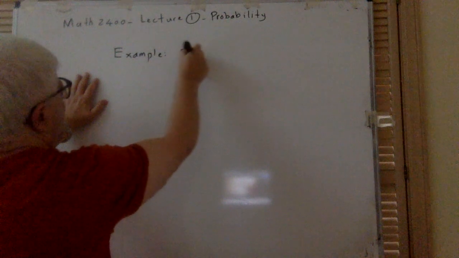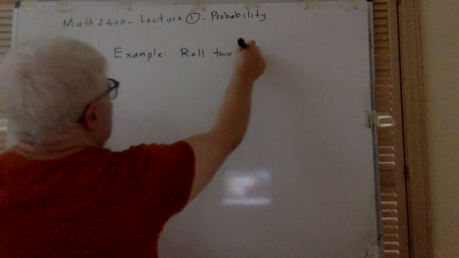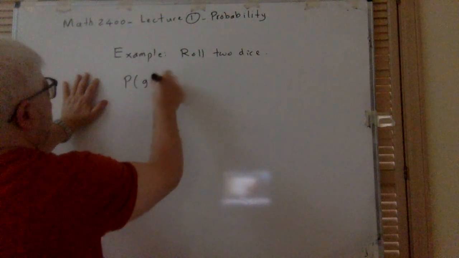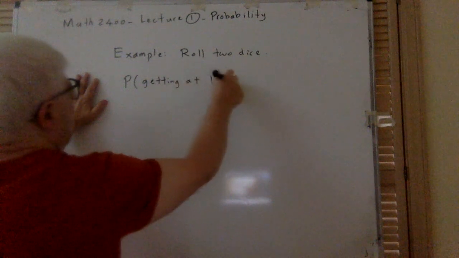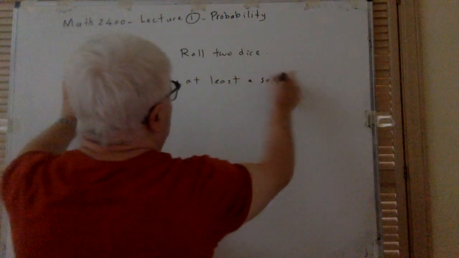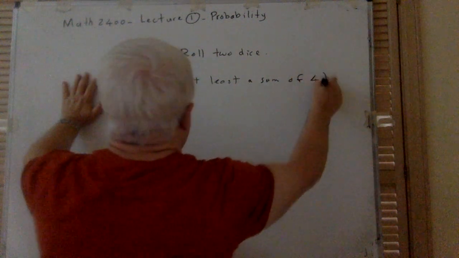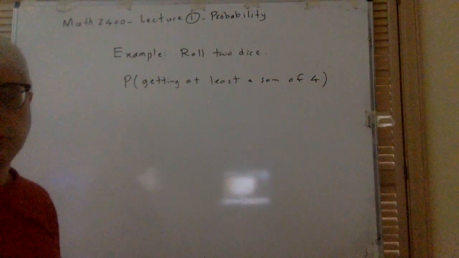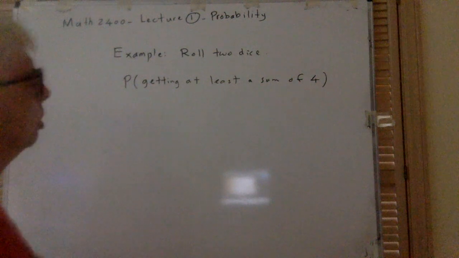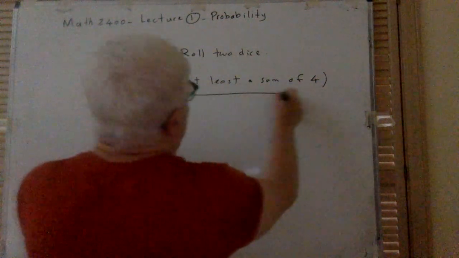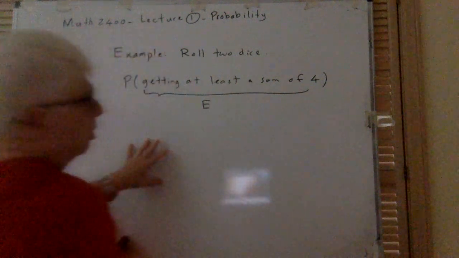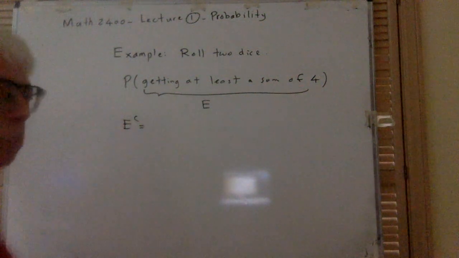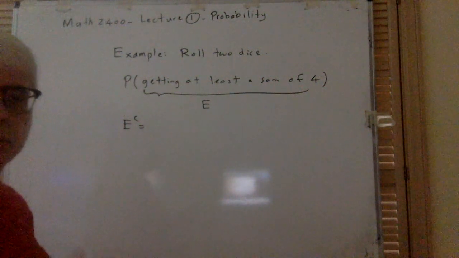Let's just roll 2 dice again and find the probability of getting at least a sum of 4. Okay, so at least a sum of 4. So if this is the event E, what is E complement? It's important. The complement of at least is just go backward.